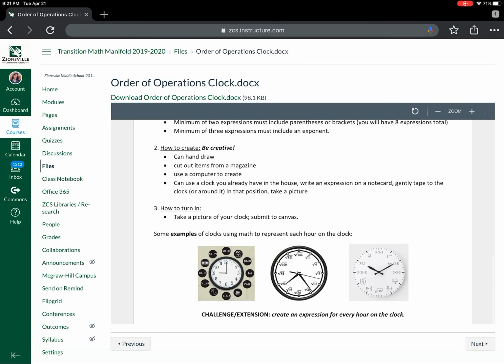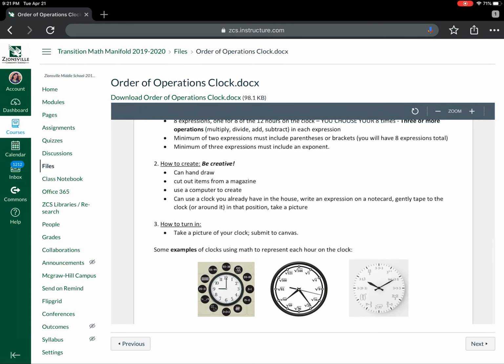I also included some examples at the bottom of this document. The first one is a really good representation of when we've renamed numbers, so you're showing lots of different ways to rename. The middle clock is an example using square root, and the last one is a much higher level of math.